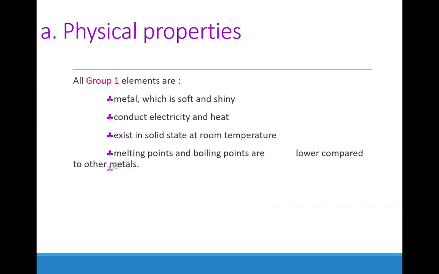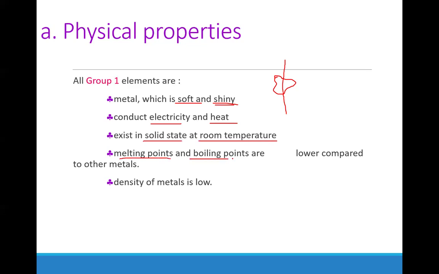If we talk about the physical properties of group one elements, they're all metals, they're soft and shiny. If you take a piece of sodium, you can even cut it with a butter knife, because they're really soft. So that's one of the properties of group one metals. They're shiny, of course, because they're metals. They conduct electricity and heat as usual, as all metals do. They exist in solid state at room temperature. They have melting and boiling points that are lower as compared to other metals.